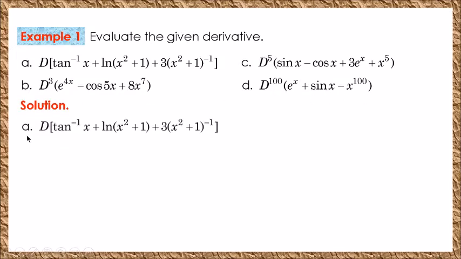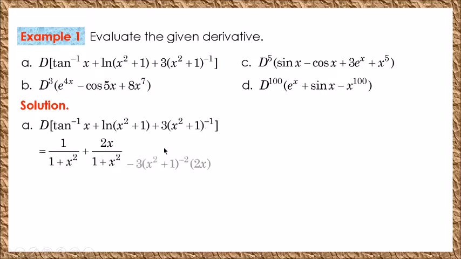So let us have the first one. Getting the derivative of every term, for the first term, derivative of inverse tangent x is 1 over 1 plus x squared. Derivative of ln x squared plus 1 is 2x over 1 plus x squared. Derivative of 3x squared plus 1 quantity to the negative 1 is negative 3x squared plus 1 quantity to the negative 2 times 2x.